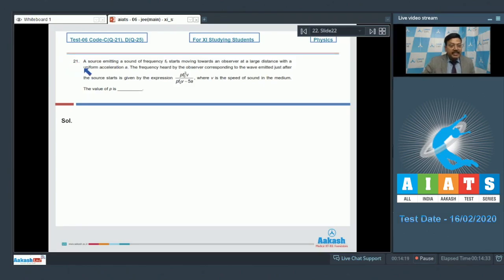Question 21 says a source emitting a sound of frequency f0 starts moving towards an observer at a large distance with a uniform acceleration a. The frequency heard by the observer corresponding to the wave emitted just after the source starts is given by the expression p f0 square v by p f0 v minus 5a, where v is the speed of sound in the medium. The value of p is.